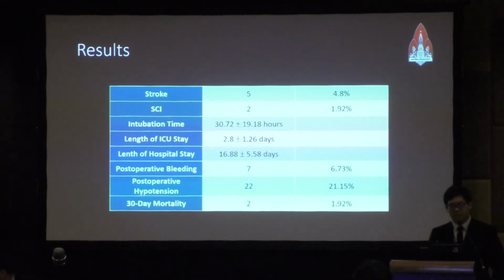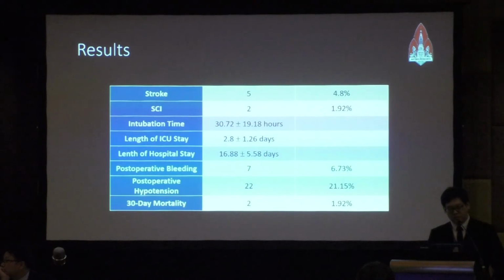So let's look at the results. We found that the stroke rate is 5 patients, about 4.8%, and spinal cord ischemia, 2 cases, about 1.9%. The intubation time is about 30 hours, the length of ICU stay about 2.8 days, and the length of hospital stay 16 days. We also found postoperative bleeding that needed reoperation in about 7 patients, and postoperative hypotension that needed inotropic drugs in 22 patients. The 30-day mortality is 2 patients, about 1.9%.